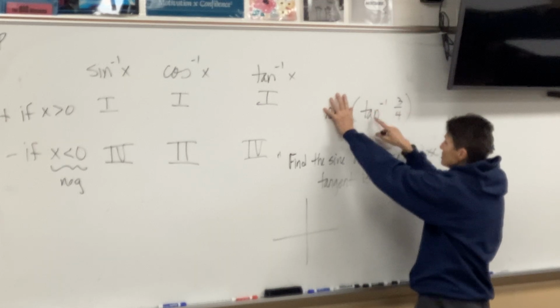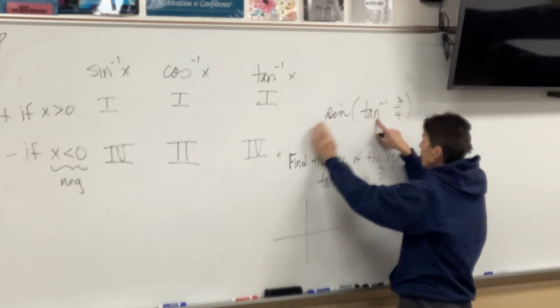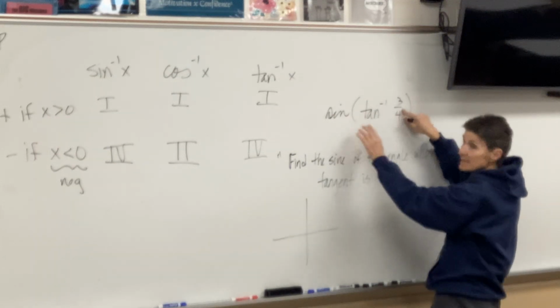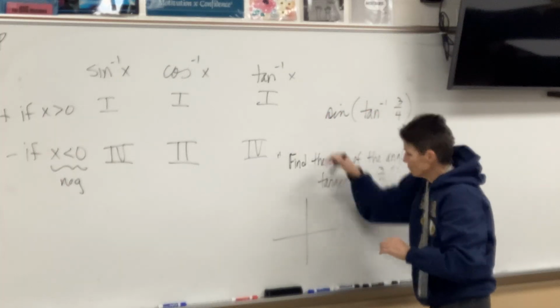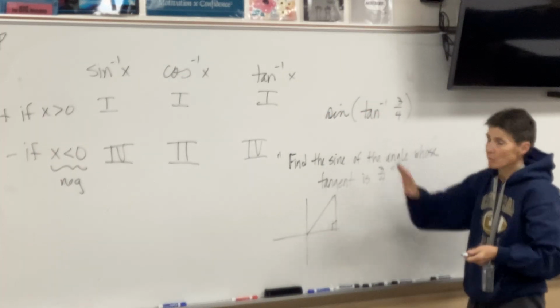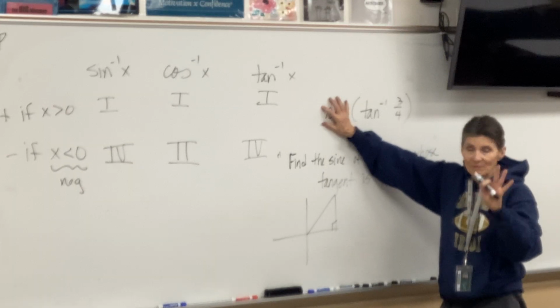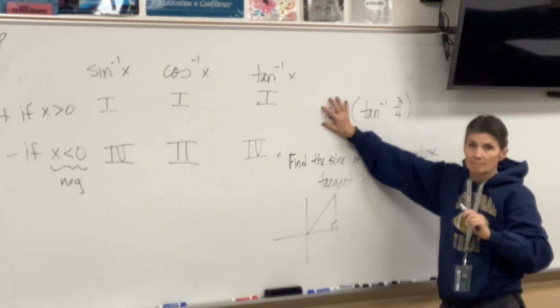Now, when I see this notation, I'm either going to draw a picture in quadrant 1 or 4. That's a positive number, so I'm going to draw my picture in quadrant 1. Okay, so right now I'm ignoring this. I'm dealing with the parentheses. Okay?